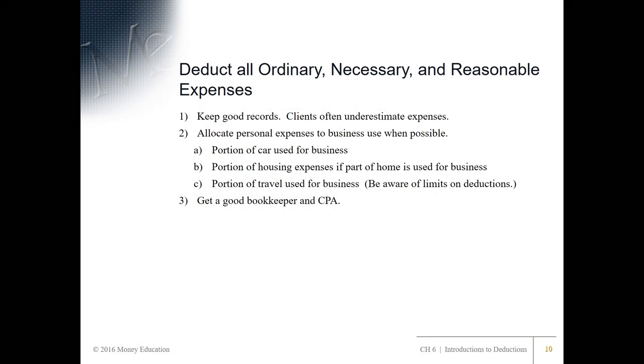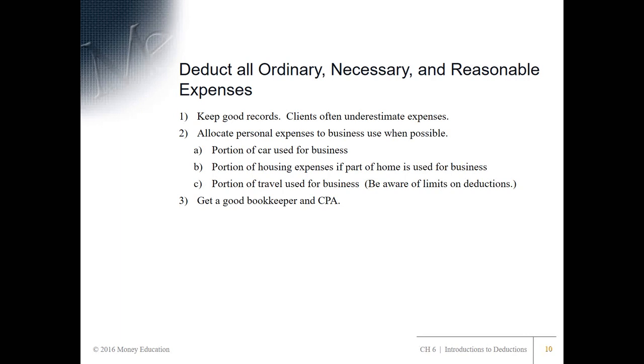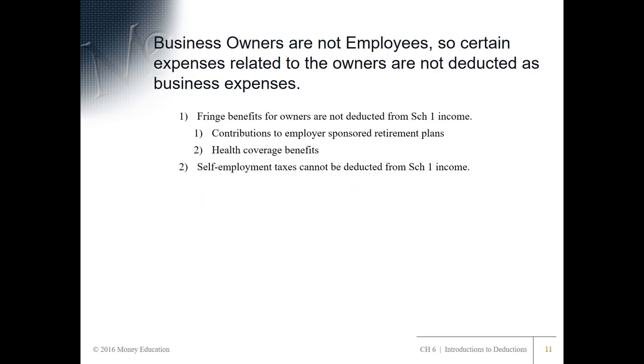Now, be sure and deduct all ordinary, necessary, and reasonable expenses. This seems obvious, but people don't always do it. Number one, keep good records. Clients tend to underestimate rather than overestimate expenses. Number two, be sure and allocate personal expenses to business use when possible: the portion of the car that's used for business, the portion of the housing expenses used for business, the portion of travel used for business. There are some limits on that. And number three, get a good bookkeeper and CPA because that will actually save you a lot of money. I am convinced of that. Many people hate to pay for that, and it would save them so much money.